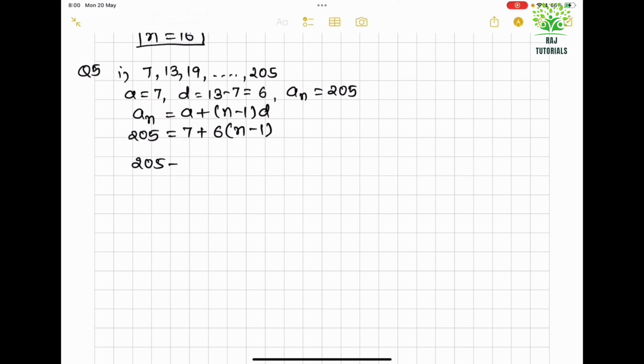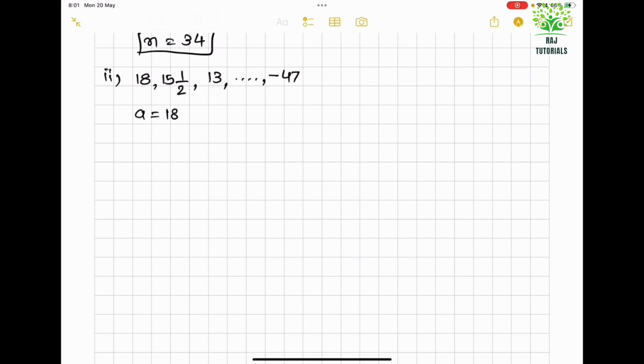So can I say 205 minus 7 equal to 6 into n minus 1? So 198 divided by 6 will be n minus 1. So 33 equal to n minus 1. So n will be 34.